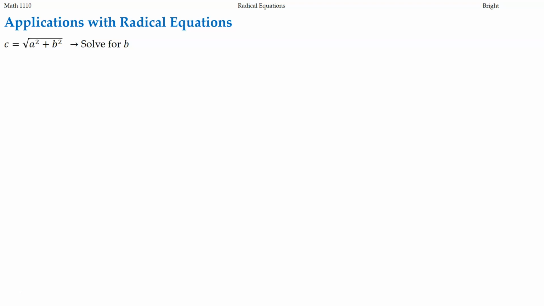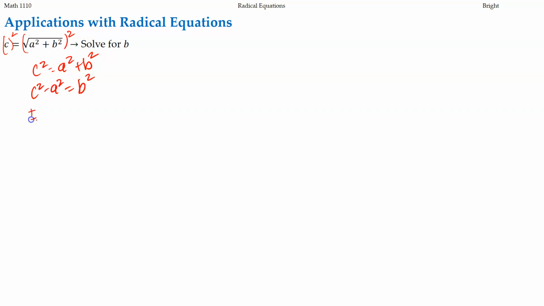Okay, and all we want to do is solve for b. So this is currently solved for the hypotenuse. We need to solve for a leg. And so you would square both sides, right? Square, okay. And so we end up with c squared is equal to a squared plus b squared. Move the a squared over, c squared minus a squared is equal to b squared. And then square root both sides.